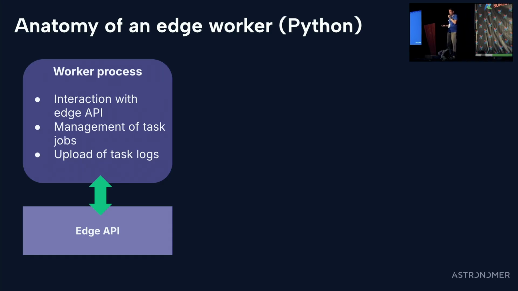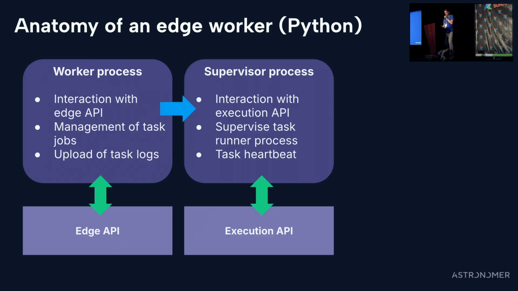In Python, you start with a worker process. That process is interacting with the Edge API. It's managing the task jobs and it's uploading logs. And once you have a job, you actually start a supervisor process. That supervisor process is part of the Task SDK, so it's a bit more standardized, and it's managing the communication to the execution API. It's also supervising the task runner process, to which we get in a second. And it's taking care of the task heartbeat. So if that process is dying, then Airflow thinks the task is not running anymore.